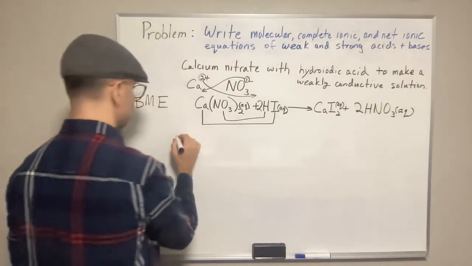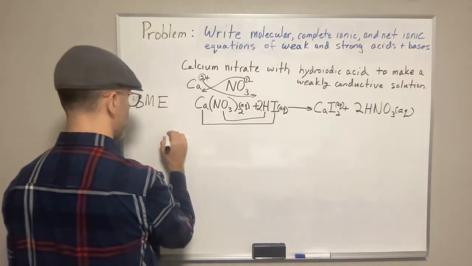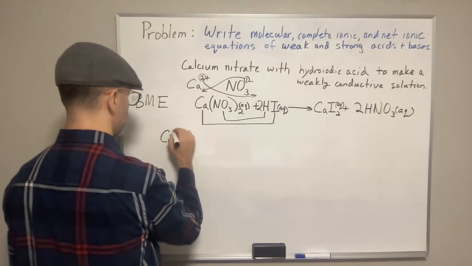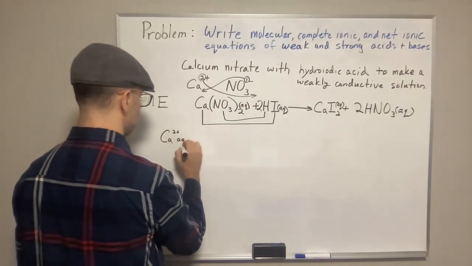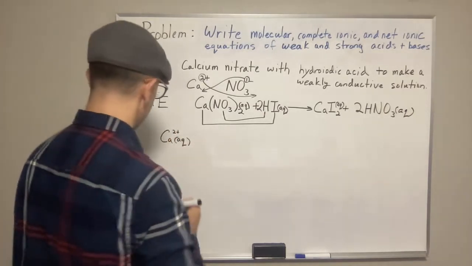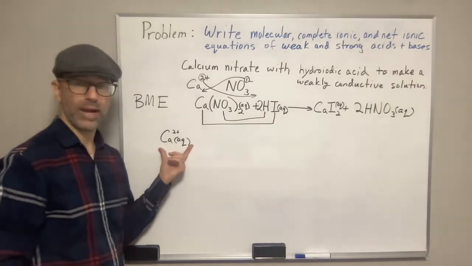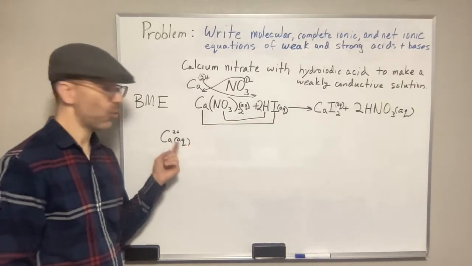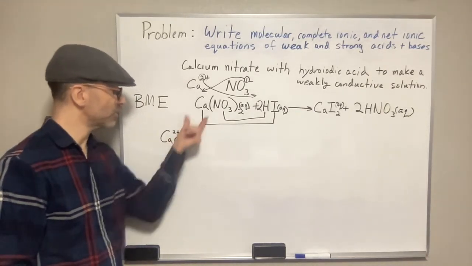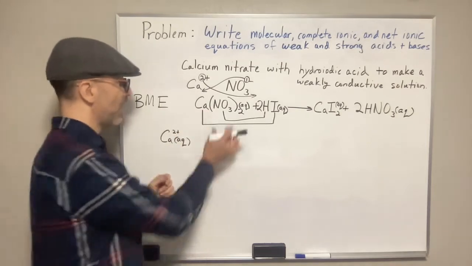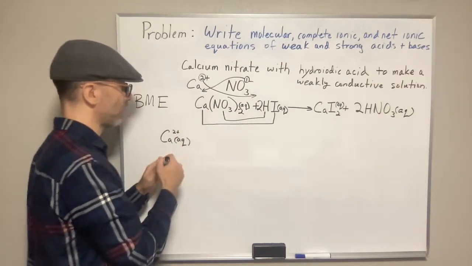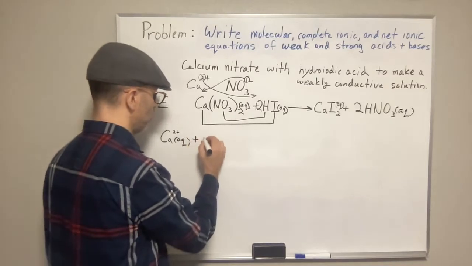So we're going to set this apart. So we have Ca2 plus aqueous. And so when we write the ions, we're writing them with their charges and aqueous. So we have one here, so one there. I have two nitrates, so I'm going to write that as a 2.